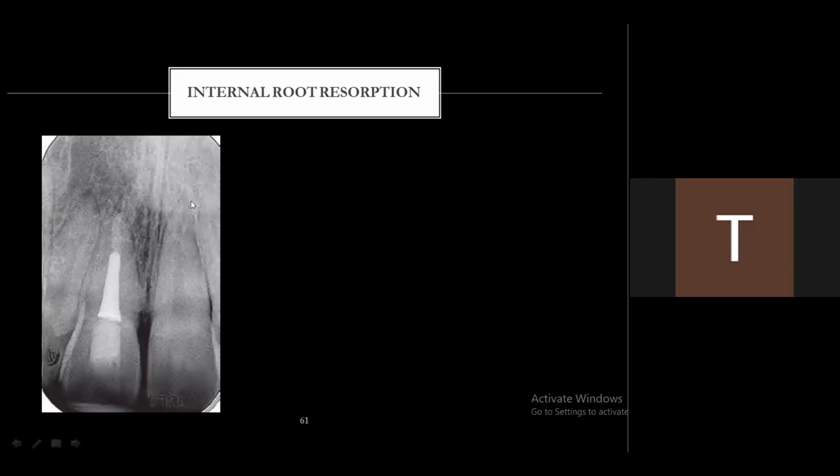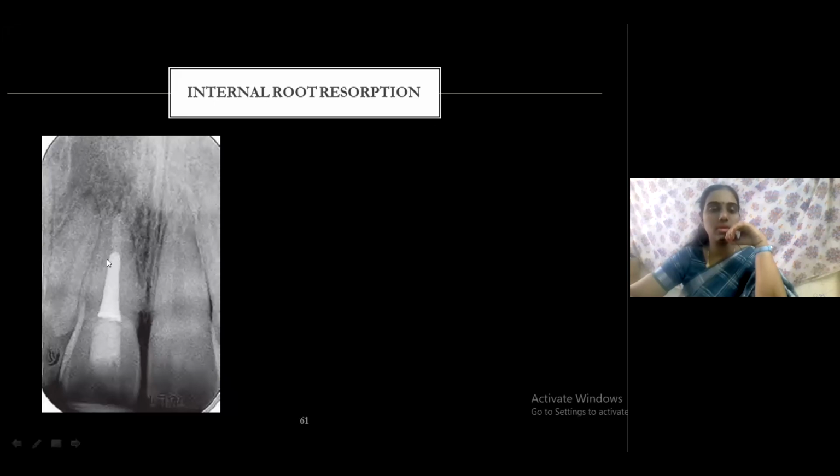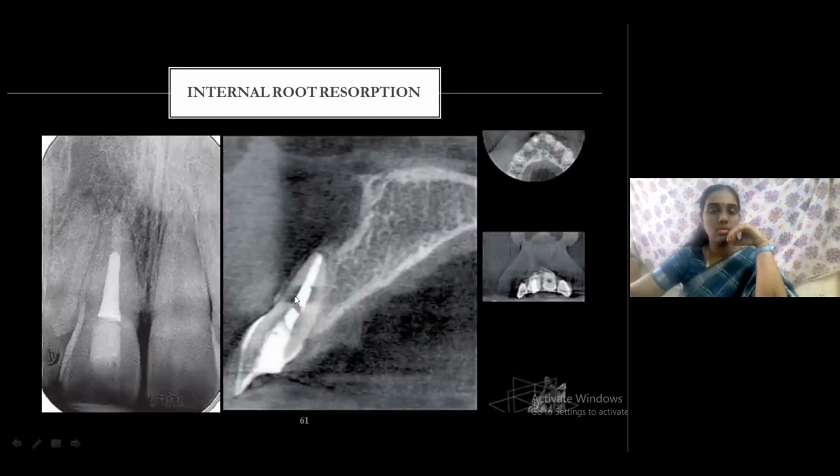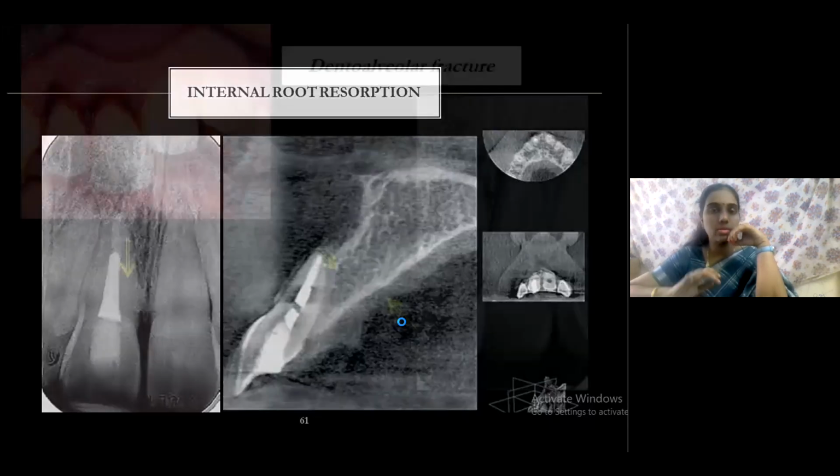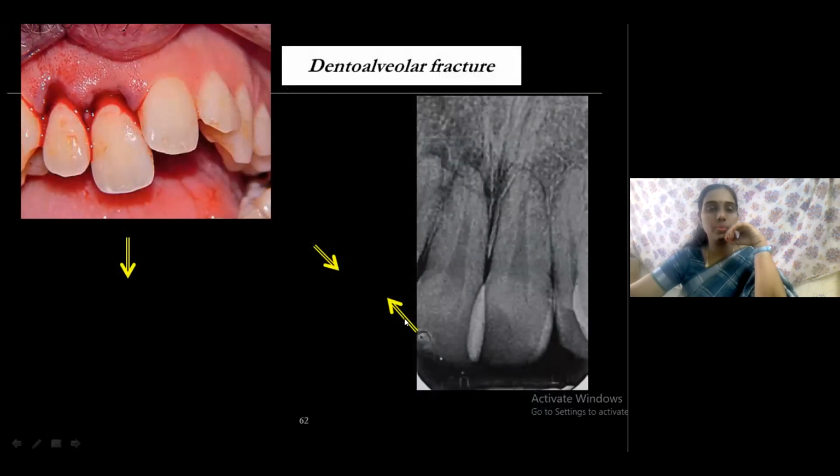Yeah, this is another case of internal root resorption where it was a root canal treated tooth in 1-1, and there is some pain in the tooth. So this internal resorption was not very clear in the intraoral periapical radiograph. You can also see the axial and the coronal sections. So this is one more case. I think I'm going very slow.